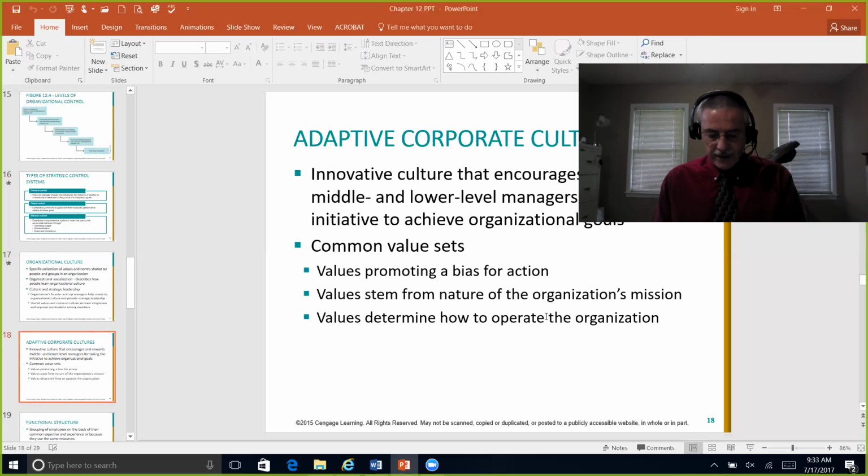It's a way in which innovation is encouraged. It's a way in which acceptable risk-taking is encouraged by middle and lower managers, and it's the way in which organizations empower through decentralization of decision making that allows it to change to its external environment. T.J. Peters and R.H. Waterman argued in our textbook that there are three common values of an adaptive culture.